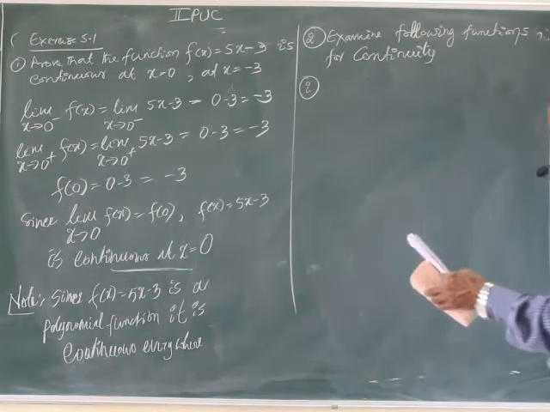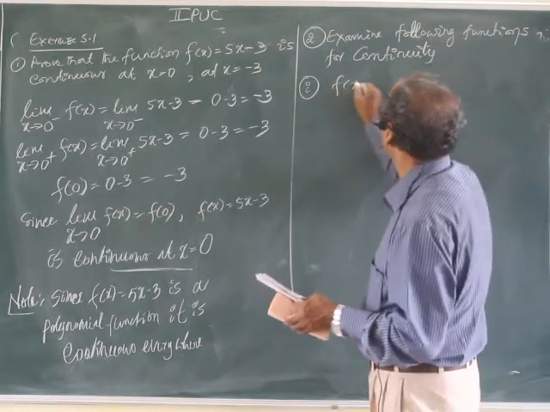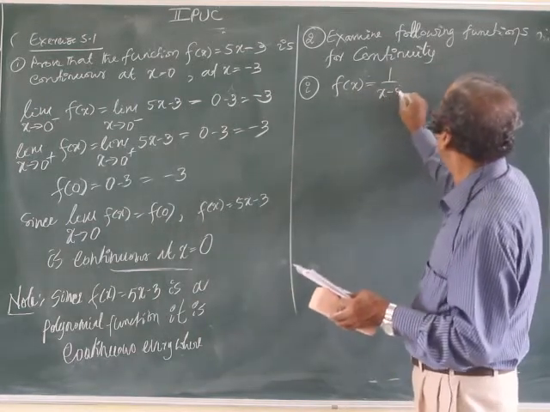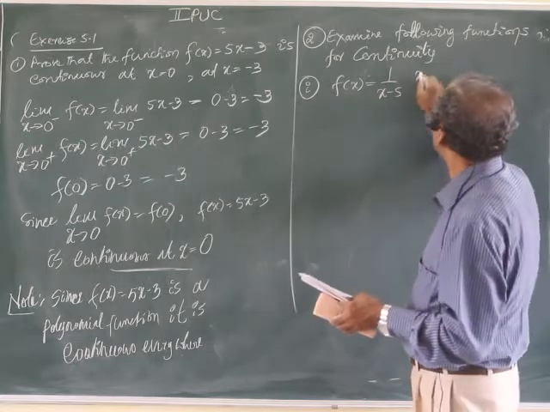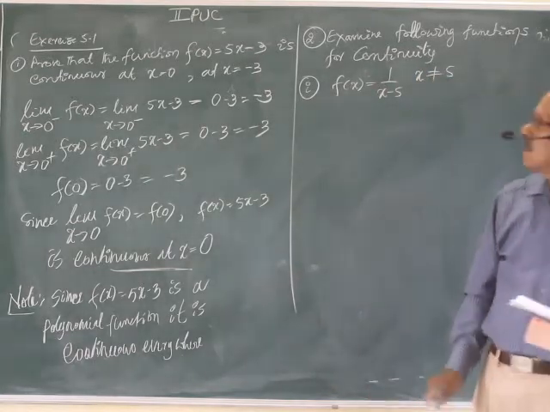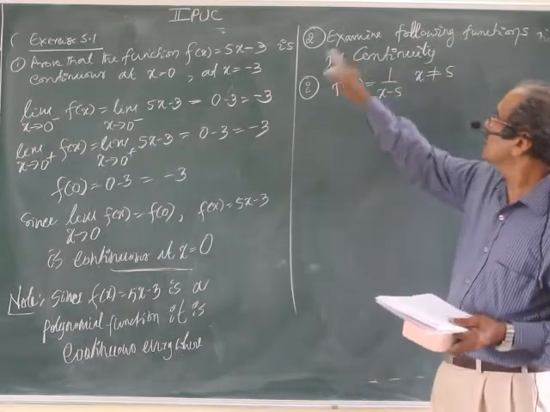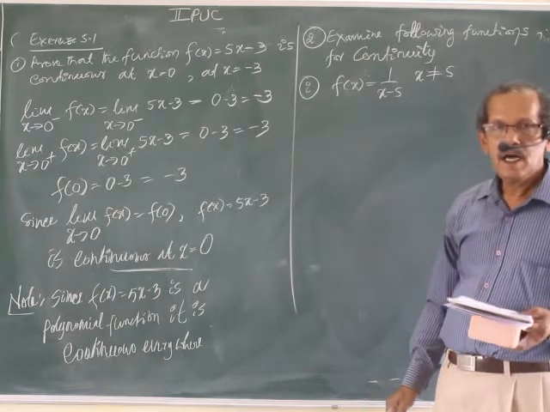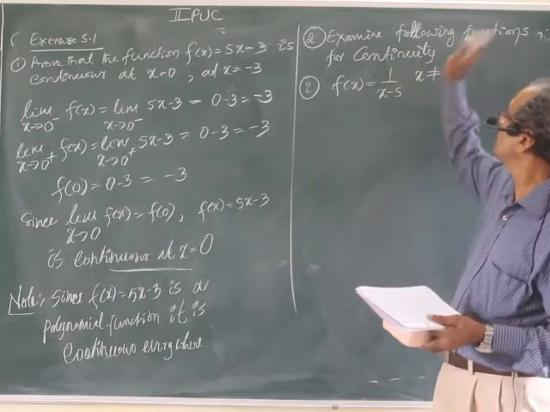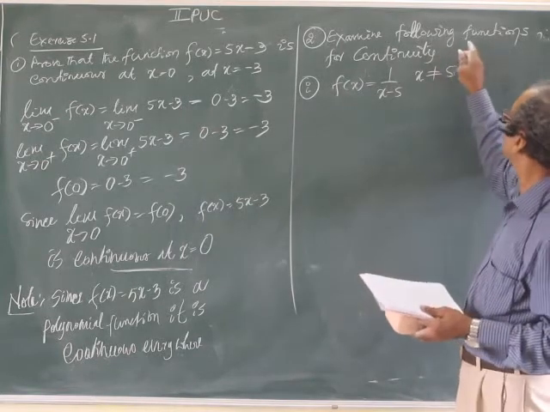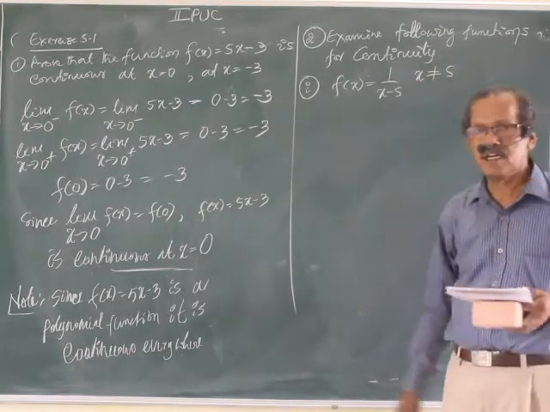First one, f of x equals 1 by x minus 5, x not equal to 5. Continuous in the interval, at the point, next one is the interval, and last one is everywhere. So this is actually everywhere. Discuss or examine the continuity of this function.